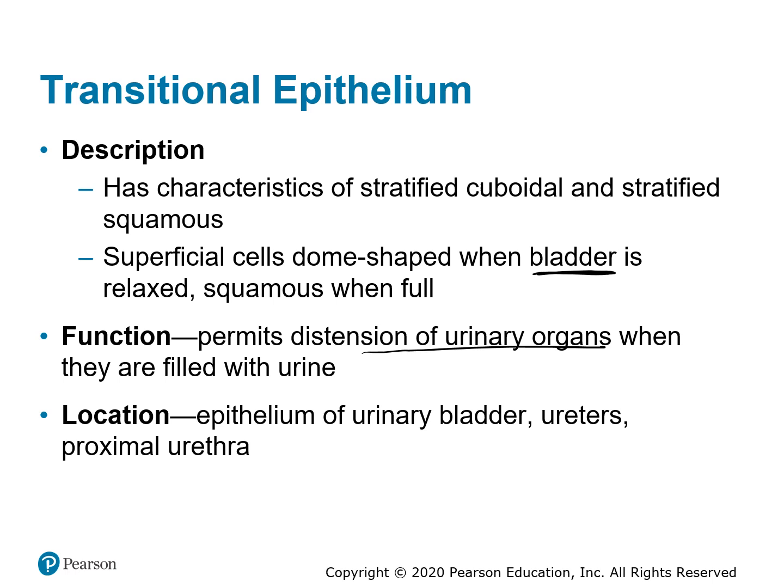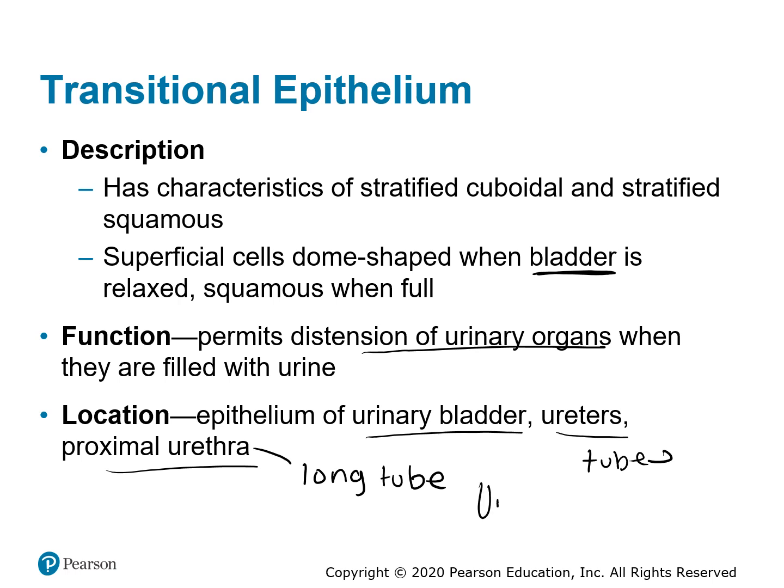So like I said, if you decide that you just don't want to go pee for like 12 hours, your bladder will be full, so those cells need to be able to stretch. And its main locations are the urinary bladder, the ureters, and the proximal urethra. And these two are just tubes. And that's an even longer tube. Yeah, they're tubes. We'll talk about their length more when we get to the urinary system. Okay?